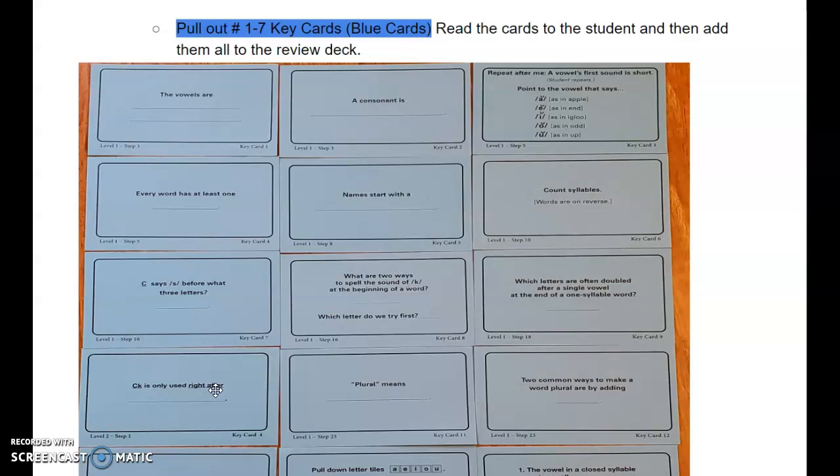You're only going to read the first 7 cards, and then based on the assessment, I will pull out the remaining cards if needed. But the first 7 cards are, this first one is, the vowels are, and the student needs to respond with A, E, I, O, U, and sometimes Y. The answers for the blank are actually on the back of the card. So you have the answers, but you're not going to show the answers to the kids. You're just going to say the vowels are and see if the student can list it. The second card is a consonant is. The answer they give is any letter that is not a vowel.